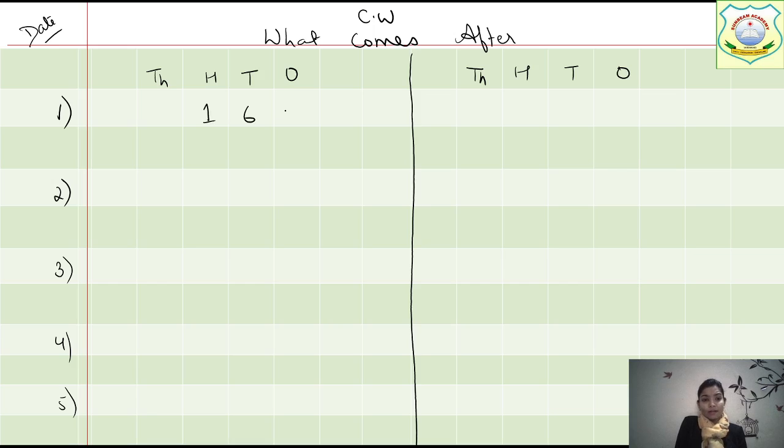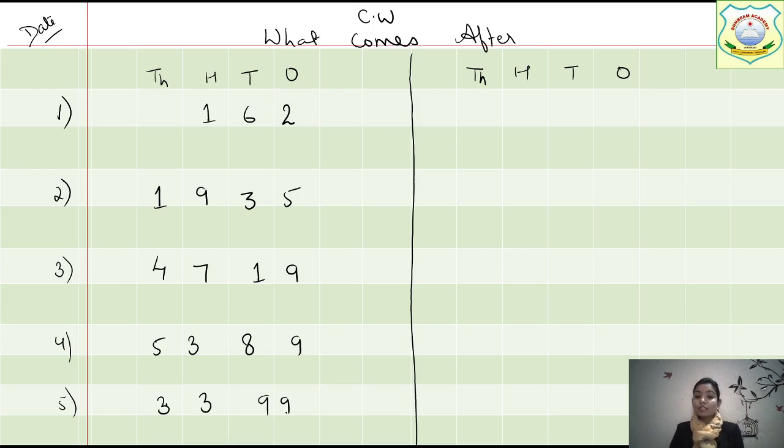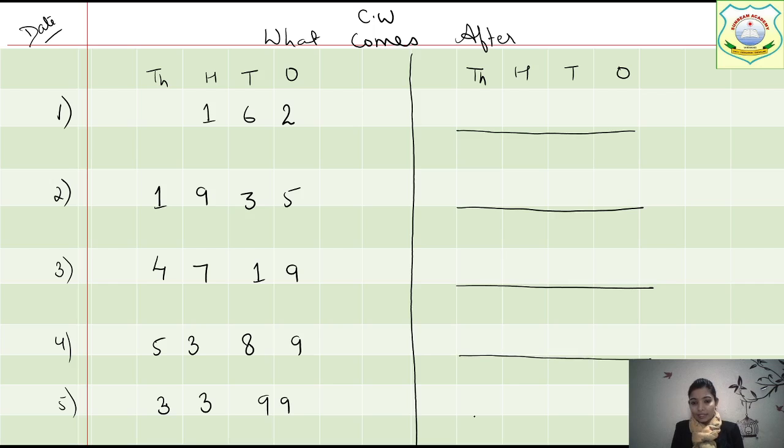First question is 162. Next 1935. Next 4719. Next 5389. Next 3399. So this is our today's topic. You all know what it is. So now, what is the after number? Now before that, you have to again use pencil color and draw the line with the help of scale, right?